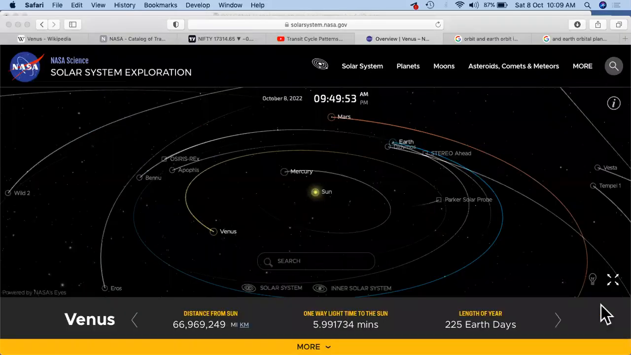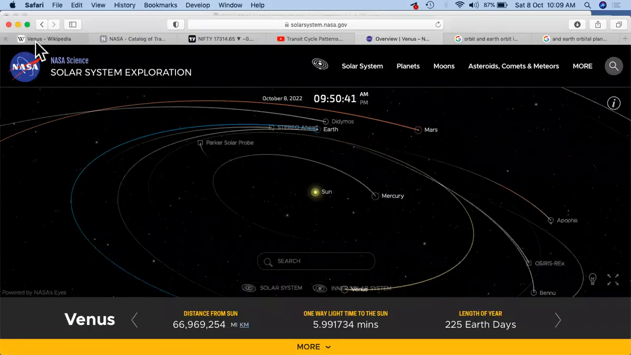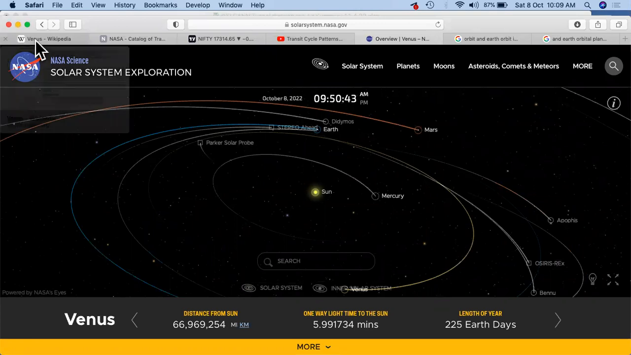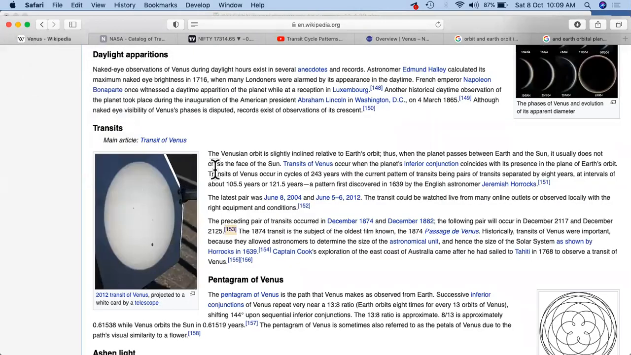So we'll again take help of various websites together. One is NASA and second is again Wikipedia. So this is something called as transit. We'll just read it, what exactly this is. The Venusian orbit is slightly inclined relative to Earth's orbit. Thus, when the planet passes between Earth and Sun, it usually does not cross the face of the Sun. But now, what do you mean by slightly inclined orbit as such?